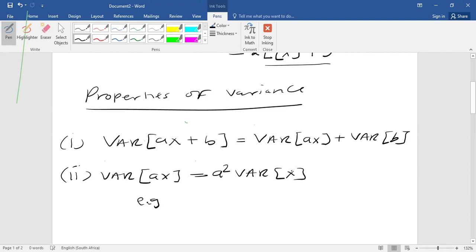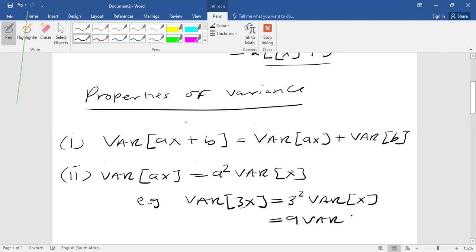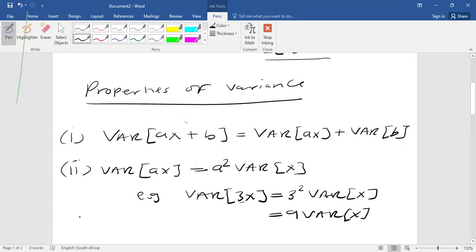An example on this one is, if you have the variance of, say, 3x, what this means is that this 3, when it's coming out of the variance, will be squared. So it will turn out to be 3 squared, then variance of x. Then 3 squared gives you 9, times variance of x. So that's the second property.